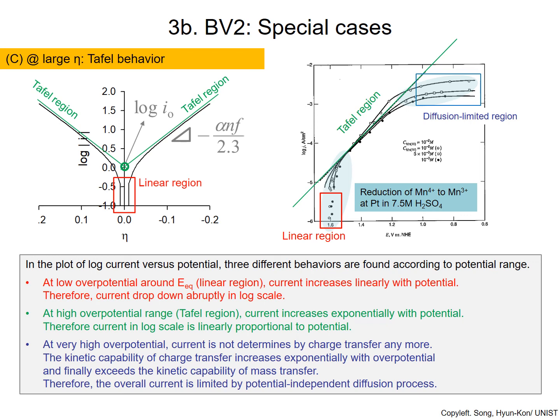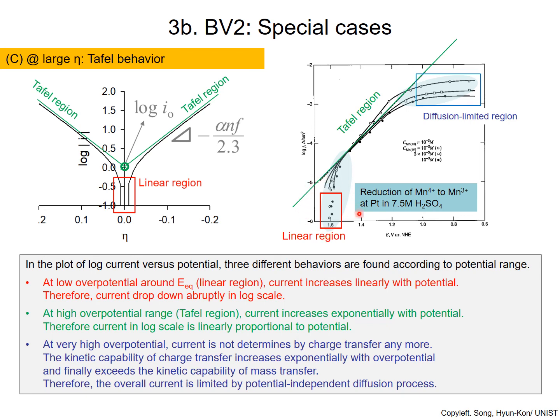Okay, so here is the real data about the current versus potential. The reaction of interest is the reduction of manganese 4 plus to manganese 3 plus on a platinum electrode in 7.5 molar sulfuric acid. And you can find some experimental data here and there. In the plot of log current versus potential, three different behaviors are found according to potential range.